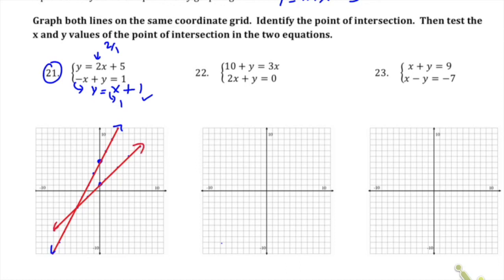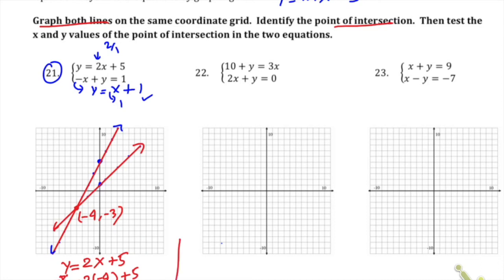Now we have to graph both lines, then identify the point of intersection, and test whether those values are the point of intersection for the two equations. When I read this point, it's 1, 2, 3, 4, so that's (-4, -3), down 3. If I plug into y equals 2x plus 5, y is -3, and 2 times -4 plus 5 is -8 plus 5, which is -3. -3 is -3, so that's correct.